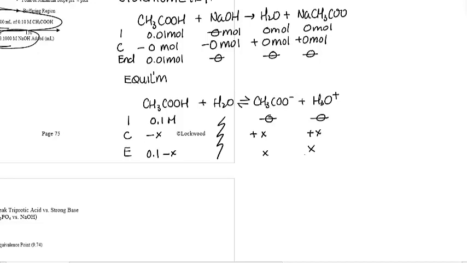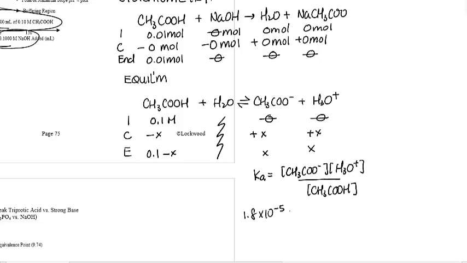So now we use the Keq or the Ka equation to calculate the concentration of the hydronium ion. So we have Ka is equal to CH3COO minus times the hydronium ion concentration over CH3COOH. So looking up the Ka, we get 1.8 times 10 to the minus 5 is equal to x squared all over 0.1 minus x.